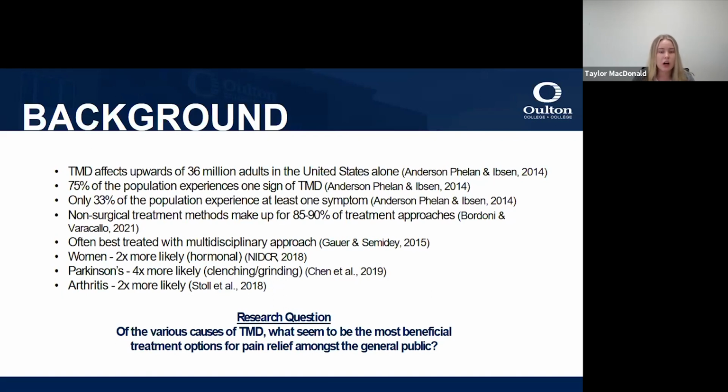So overall, our research question that we wanted to investigate a little bit more was, of the various causes of TMD, what seemed to be the most beneficial treatment options for pain relief amongst the general public?